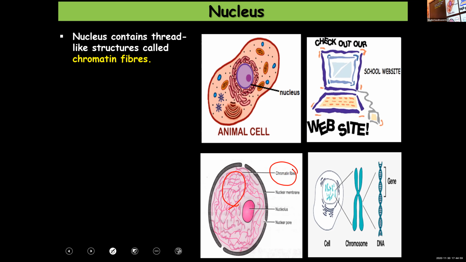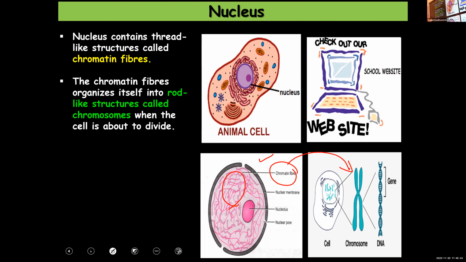But at the time of cell division, when a cell is about to divide, these chromatin fibers will get condensed and form what you call chromosomes. So when a cell is not dividing, the genetic material will be in the form of thread-like structures. You call them chromatin fibers. But when the cell is about to divide, they will change their structure, become condensed and compact, and form what you call chromosomes. You can compare these two.